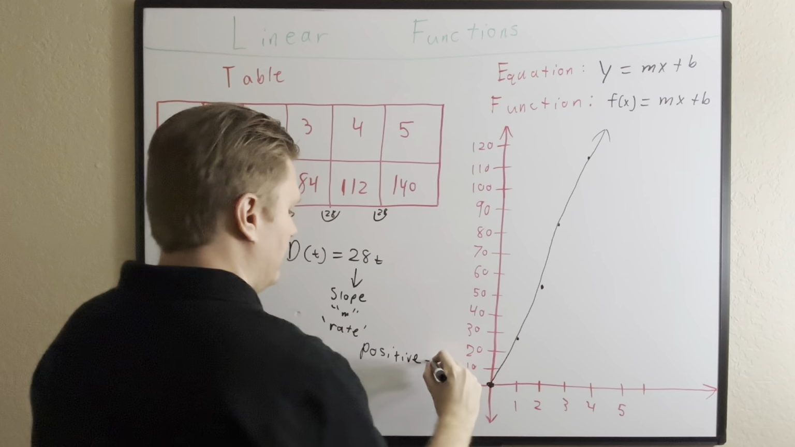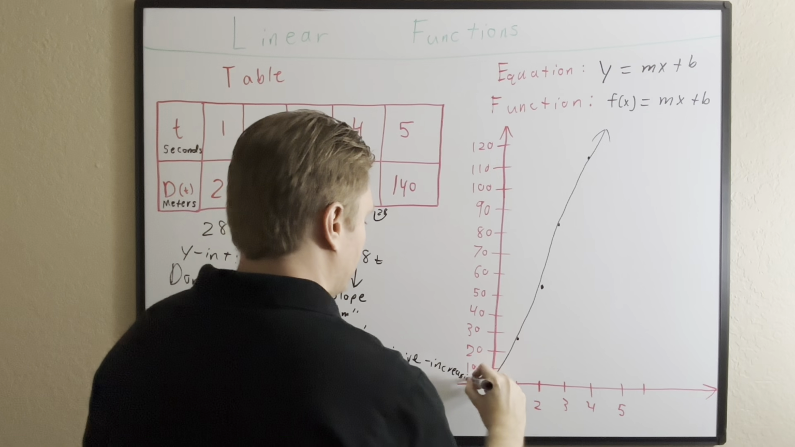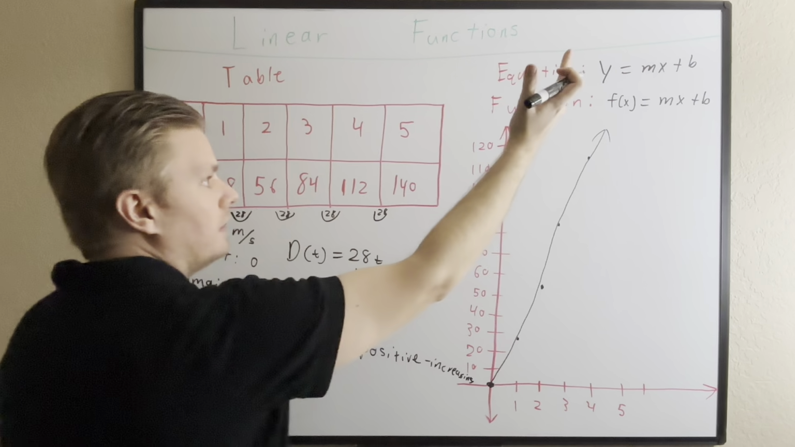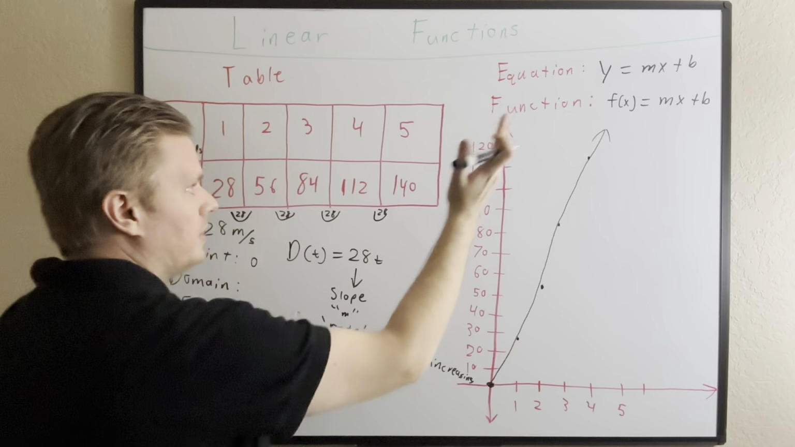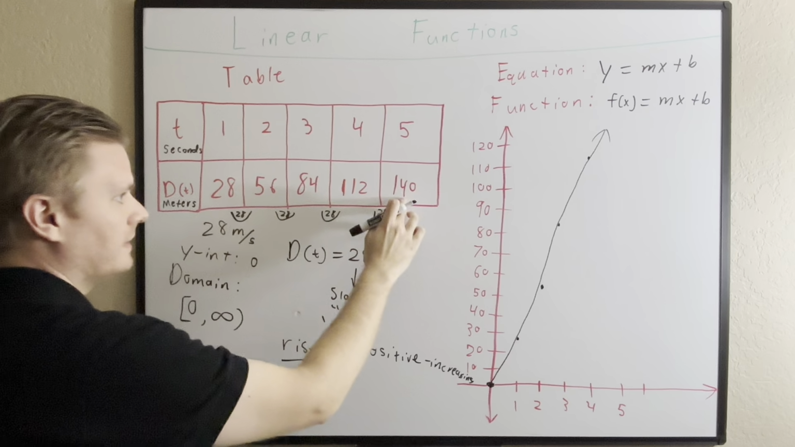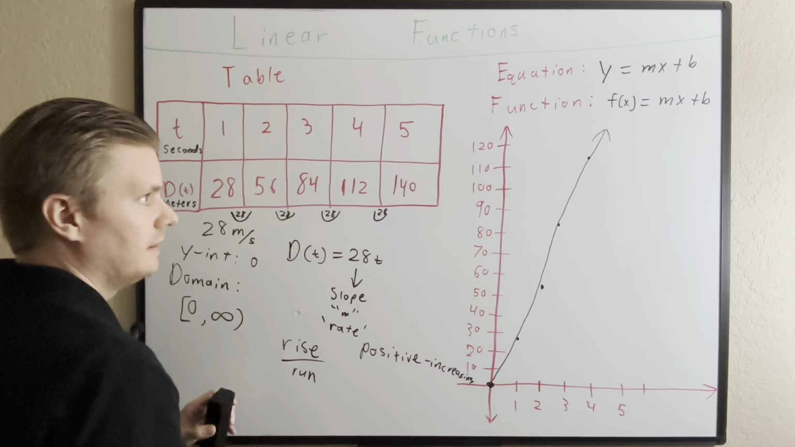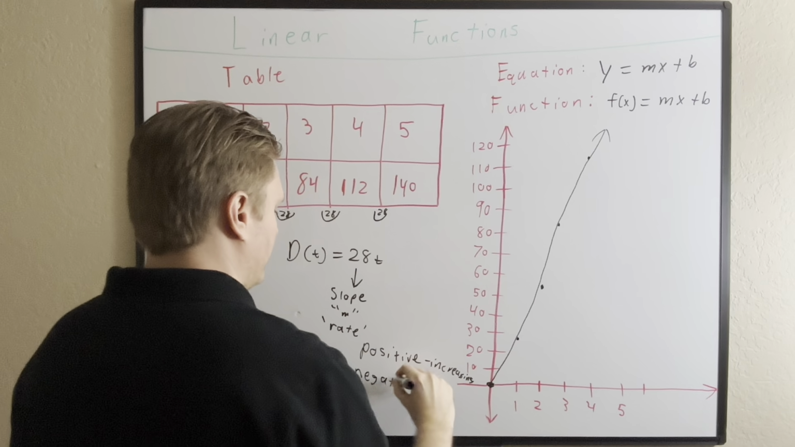If it's positive, that means it's increasing. What do we mean by increasing? It means that we're going up as time is going on. We're going up, right? It's increasing. It's not decreasing by 28 every time. It's increasing by 28. All right. If it was negative, it would be decreasing.